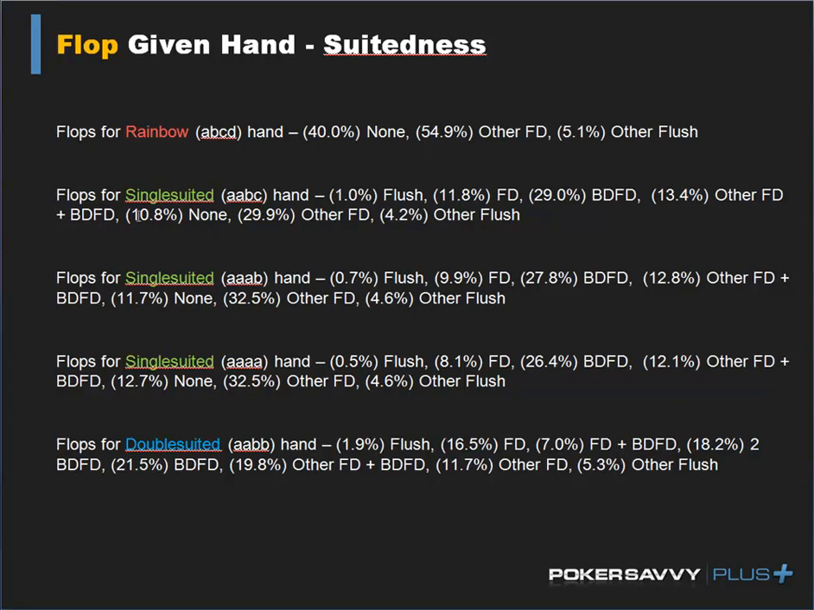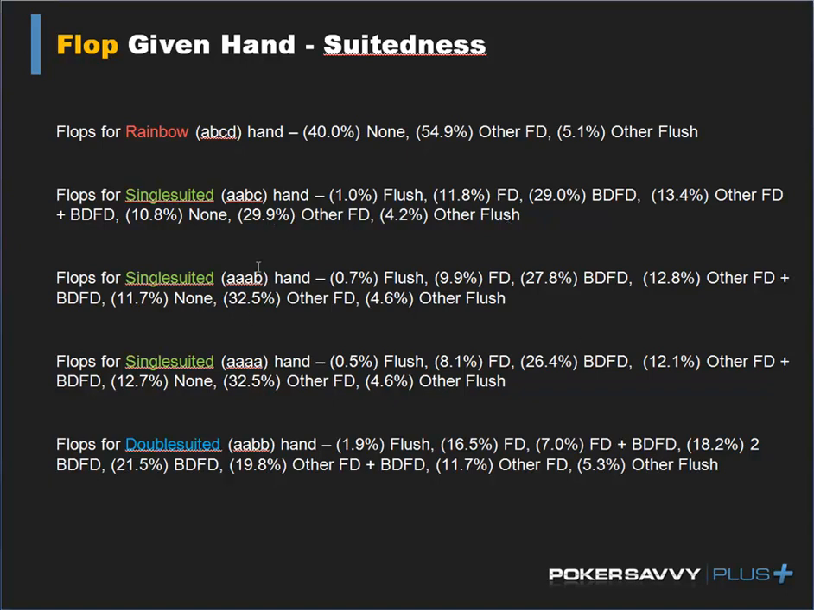But 11% of the time you're going to flop a rainbow board with none of your suit. You're suited to spades, and you flop a rainbow board with the other three suits. Someone else is going to flop a flush draw when you don't have a backdoor flush draw about 30% of the time, and somebody else is going to flop a flush, or rather the board is going to make a flush possible with somebody else, about 4% of the time.